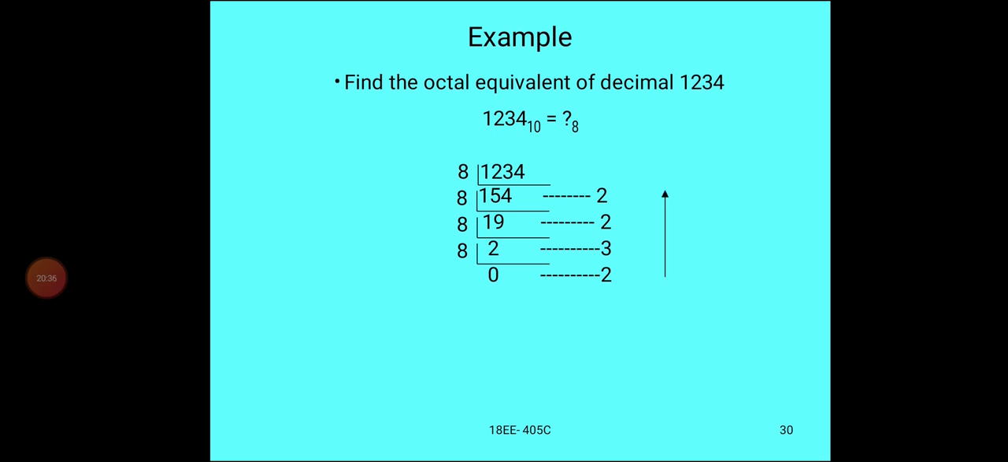You write the remainders from bottom to top. The value of the octal number corresponding to the decimal value of 1234 of base 10 is equivalent to the octal number 2322 of base 8.